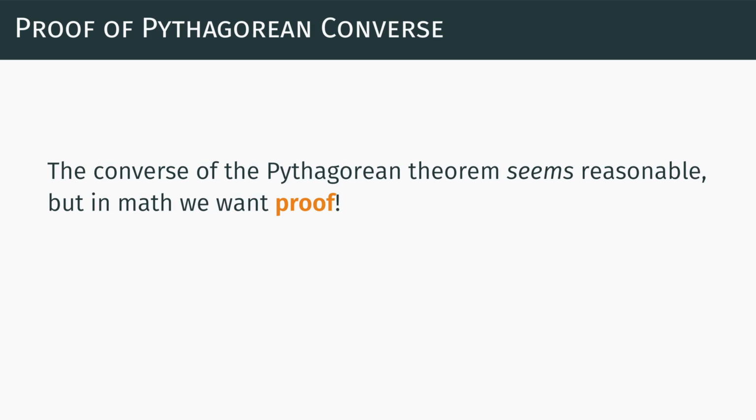All right, finally, let's see a proof of the Pythagorean converse. At this point, it seems pretty reasonable, right? We know that if it's a right triangle, it has a squared plus b squared equals c squared, but we aren't absolutely certain that a squared plus b squared equals c squared implies that it is a right triangle. So in math, we want proof. We really want to be sure of these things. So let's prove it. Let's see the case that the Pythagorean converse is true.